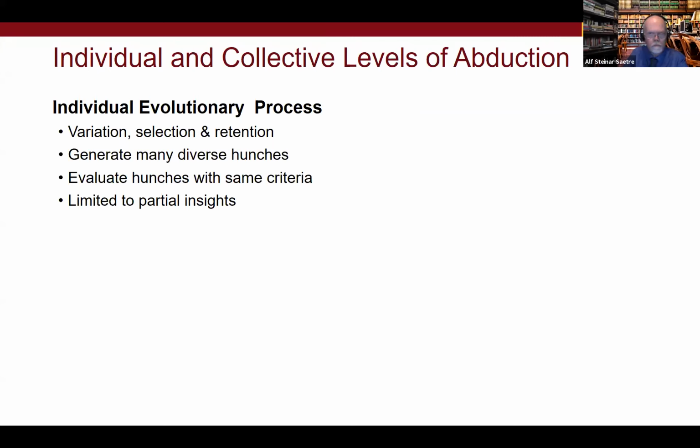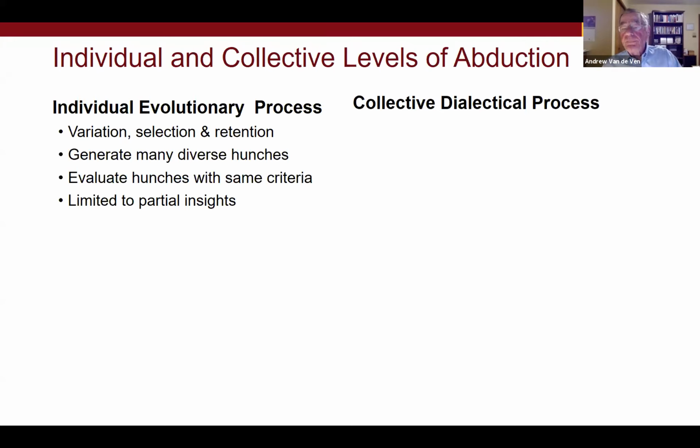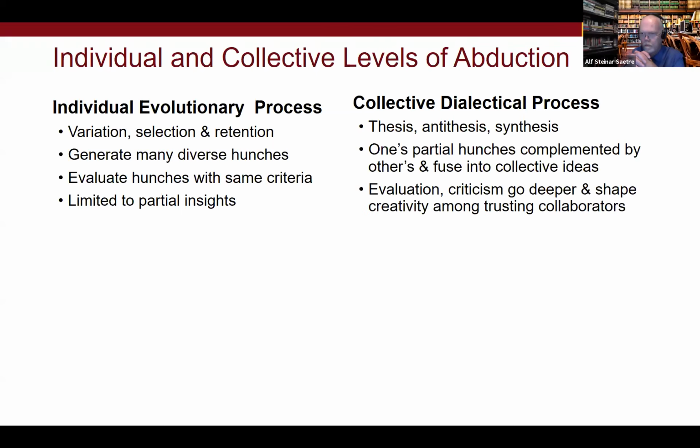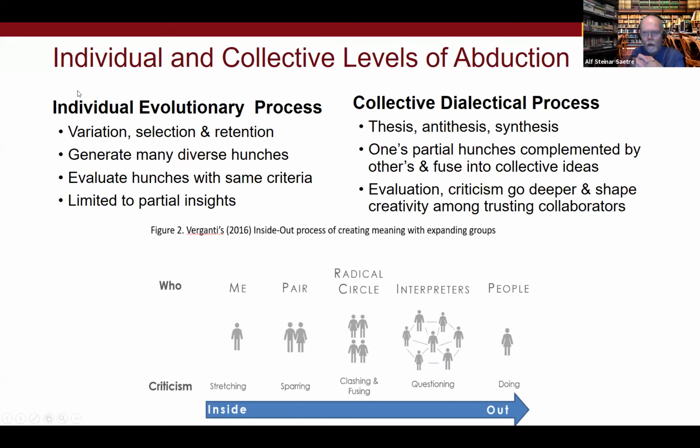But our generation and our evaluations tend to be limited to partial insights that can be overcome with the involvement of collective dialectical processes, where with trusting partners, there can be sparring, there can be debate, there can be a thesis, antithesis, and synthesis, where one's partial hunches are complemented by others and they fuse into collective ideas. So evaluation, criticism goes deeper, and with a group of creative hunches. And Verganti wrote this nice book.